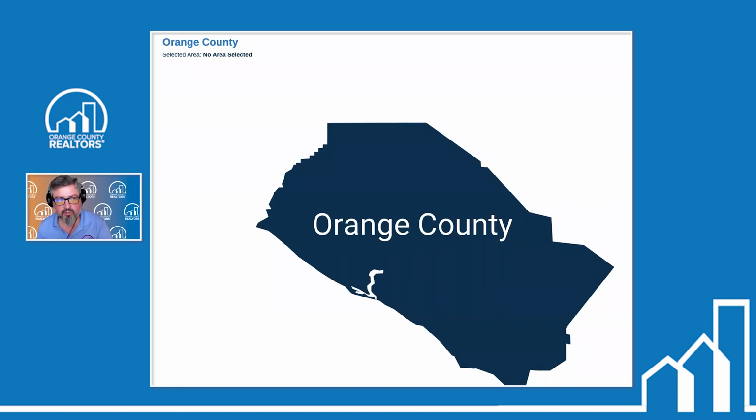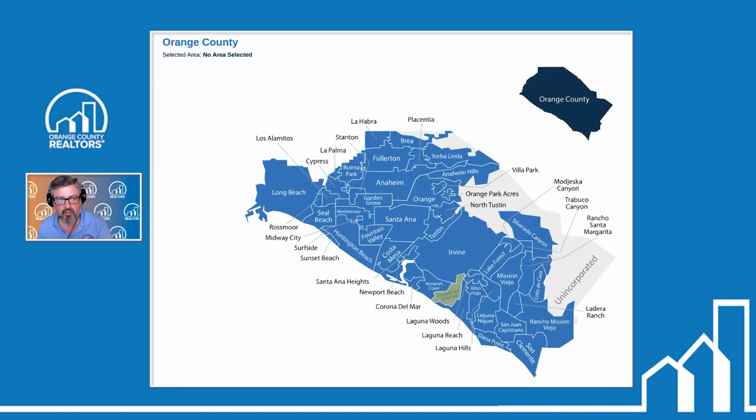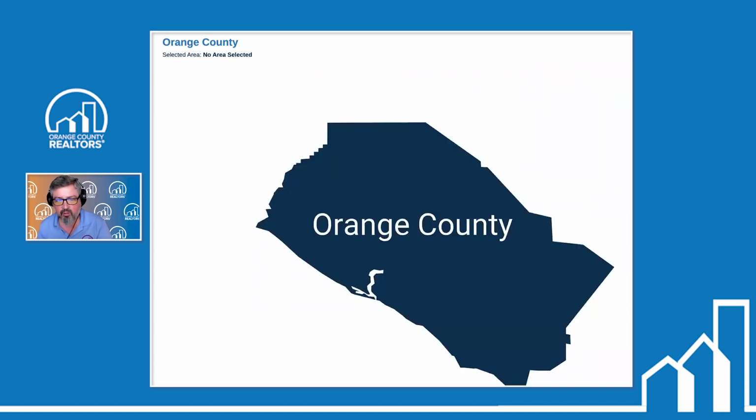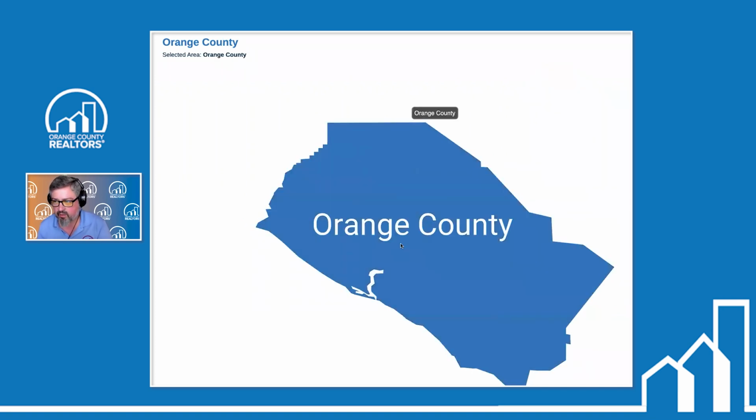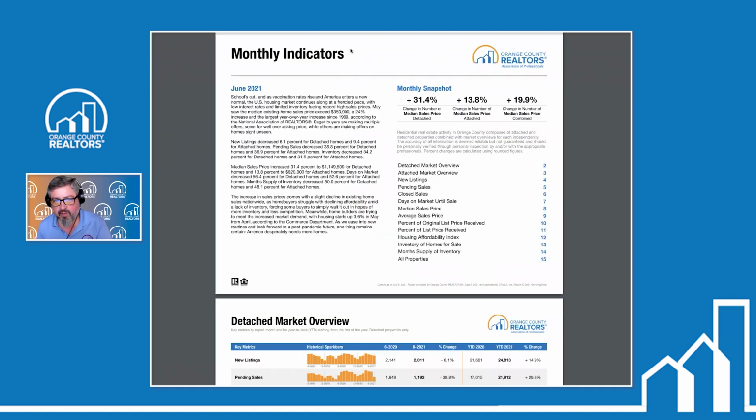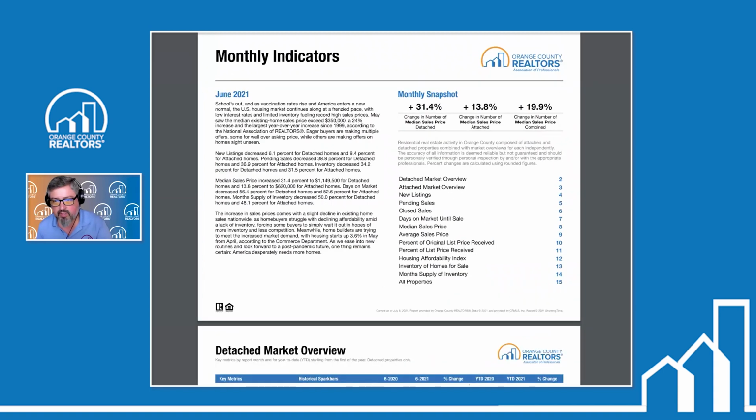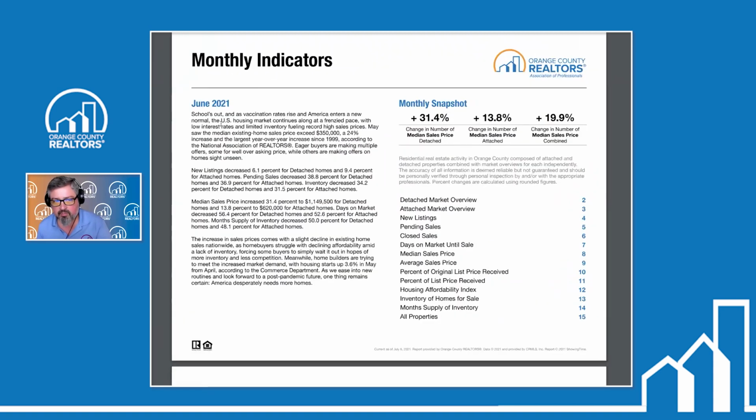So here, what I'm going to do is I'm going to select from local market updates, and I'm going to click on where it says monthly indicator report. And now I'm just going to select Orange County. From here, this 15-page report opens up. We see on page 1 some information about finance, what's going on in the nation, as well as what's been happening in the county. But what you really care about is this here.